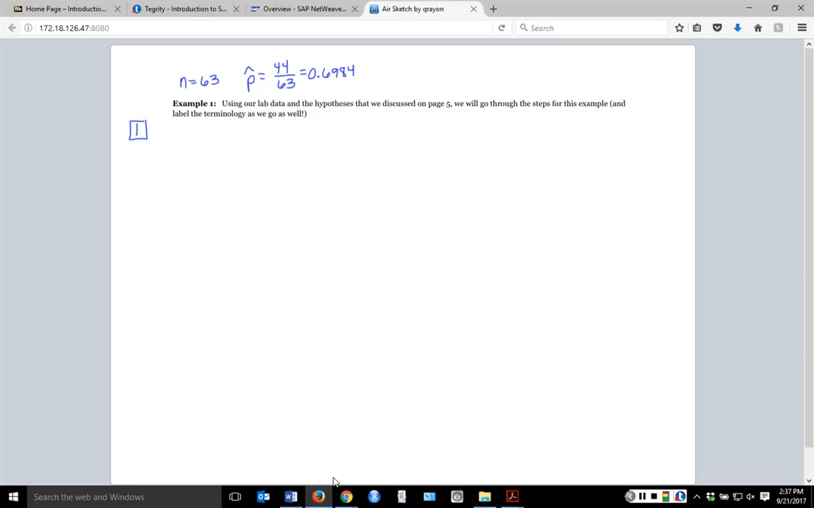So I'm just going to write those down. So again, the null hypothesis was that p equaled 0.5. Our alternative hypothesis was that p was greater than 0.5.